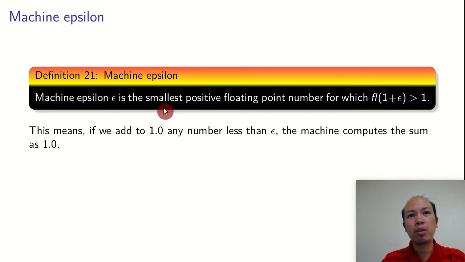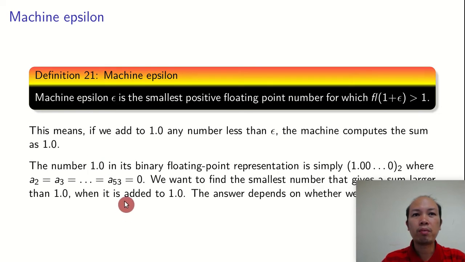So anyway, it depends upon what operating system you are using, whether you are using an 8-bit, 12-bit, 16-bit, 32 or 64-bit computer. So the epsilon will vary. What this definition means is that if we add 1 to any number less than epsilon, the machine computes the sum as 1.0.